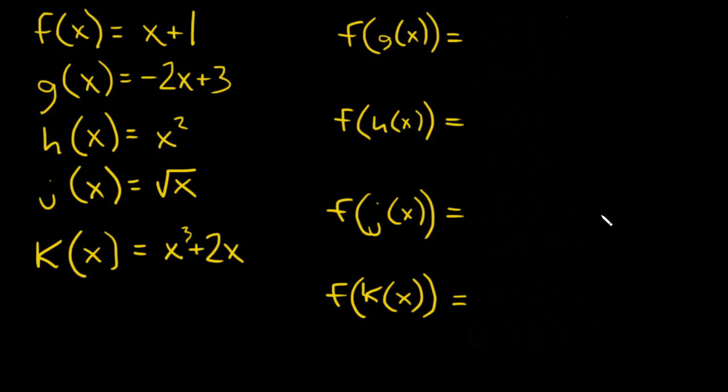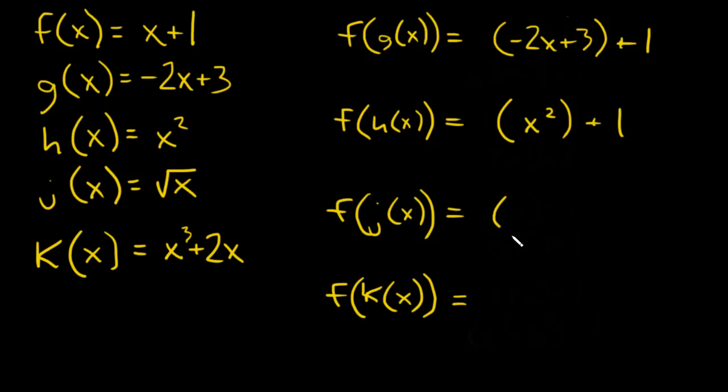Alrighty, so now let's go back to filling this out, but let's fill it out with that shortcut in mind. I'm going to replace every x in my original expression by what's in the interior. So, in this case, that is negative 2x plus 3. That's what g of x is equal to. So this becomes negative 2x plus 3 plus 1. Then I move down to f of h of x. Well, that becomes x squared plus 1.